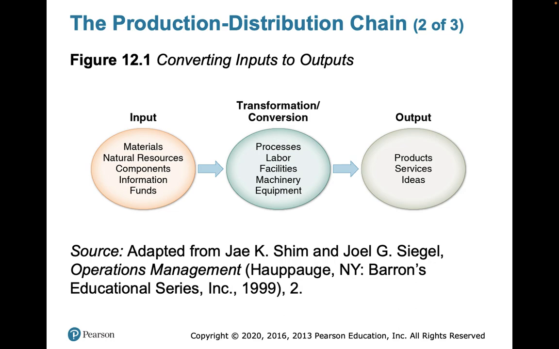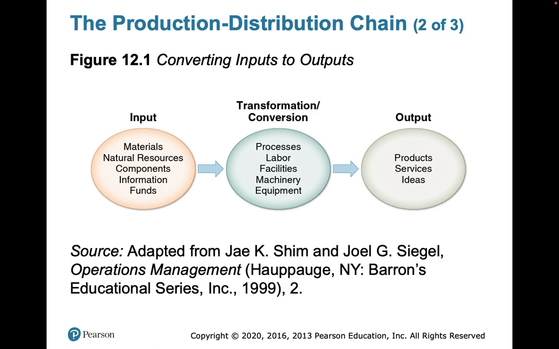Then we have the transformation, or conversion. This means the process, how these goods are processed. Is it with which machinery, with which equipment? Is it capital intensive? Is it labor intensive? Do you use less machinery, or more machinery and less labor, or more labor? So this also varies with the type of production one is carrying out.